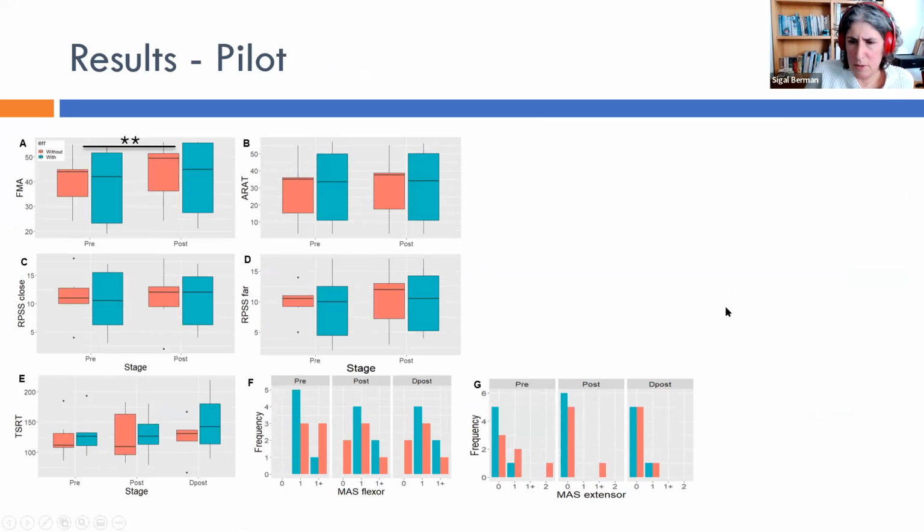With the pilot experiment in the Soroka Medical Center, we did not see any difference between the group that trained with the error or without the error, although we saw a clear difference in the Fugl-Meyer measure. Here again, we tested before the experiment and after the experiment, and we saw a significant increase in the patients' Fugl-Meyer score.